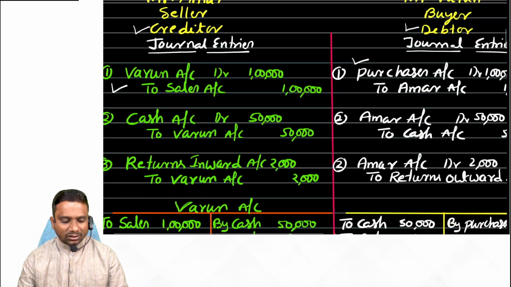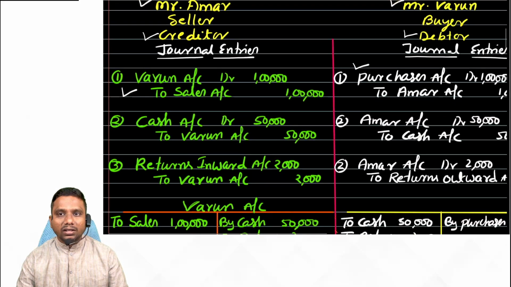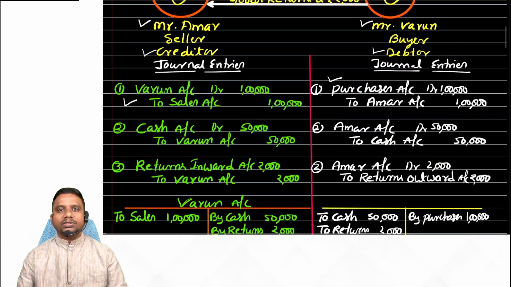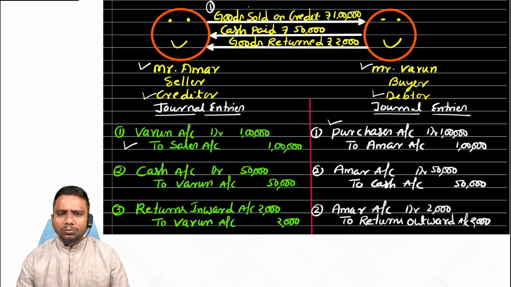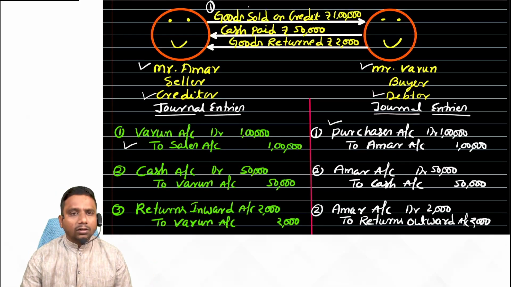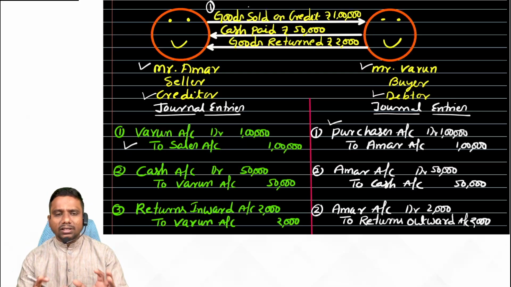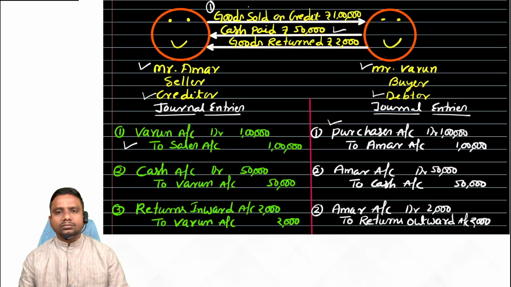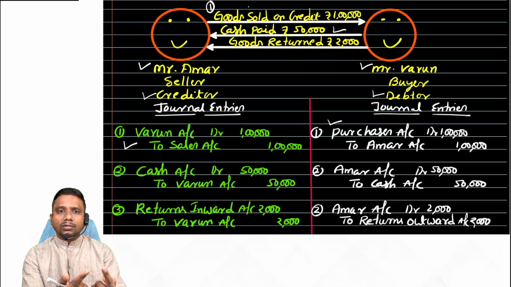Now the same transaction is recorded by both the parties. Yes or no, students? But the entries are quite opposite in nature. If you observe, in Amar's books we debited Varun's account, and in Varun's books we credited Amar's account. Try to understand this basic difference. Next transaction: cash paid, 50,000 rupees. Now Varun paid 50,000 rupees in cash. This becomes a payment for Varun and a receipt for Amar.